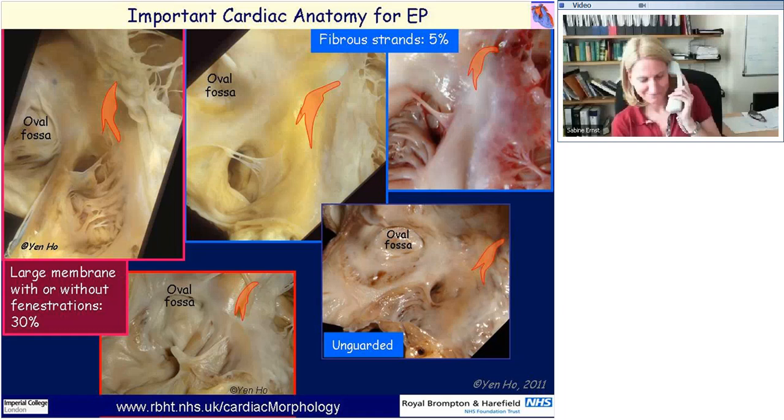I think we have the results now on the questions. This is quite interesting. I think the majority got the answer right, which is E, the right coronary artery. In fact, if you look down the list, esophagus, everybody got that right.